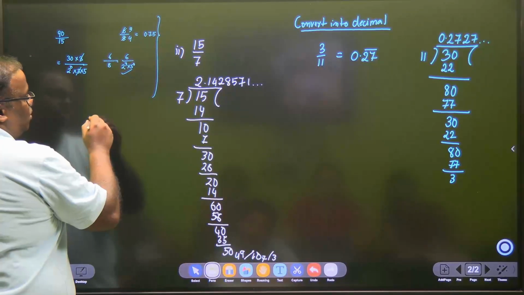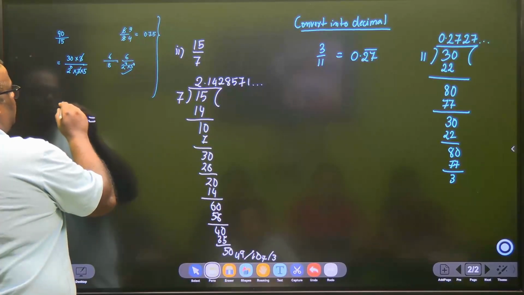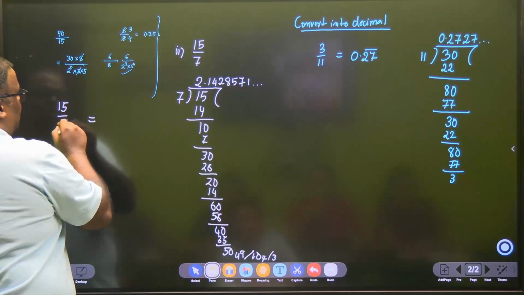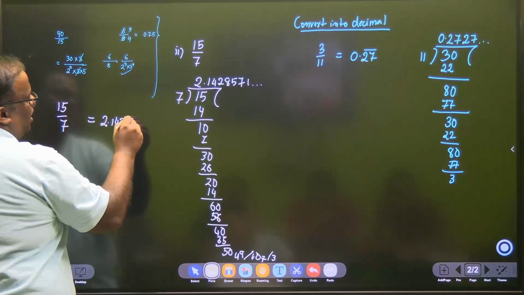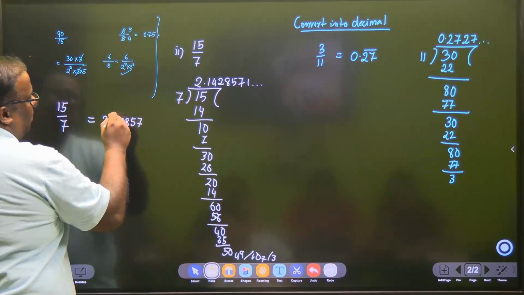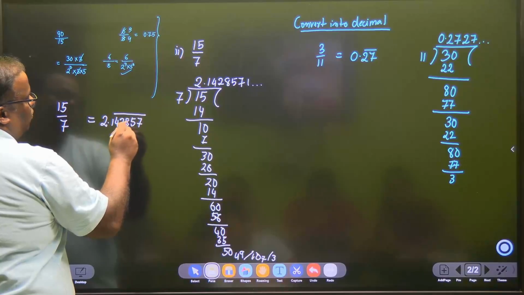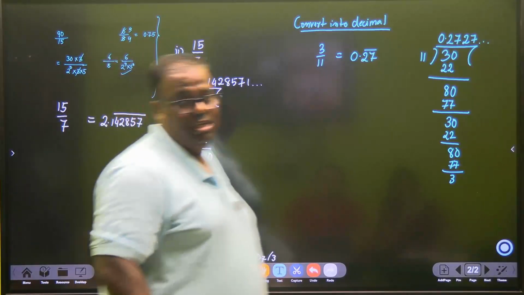So 15 upon 7 can be represented as 2.142857 bar. 1 2 3 4 5 6. 6 is the periodicity.